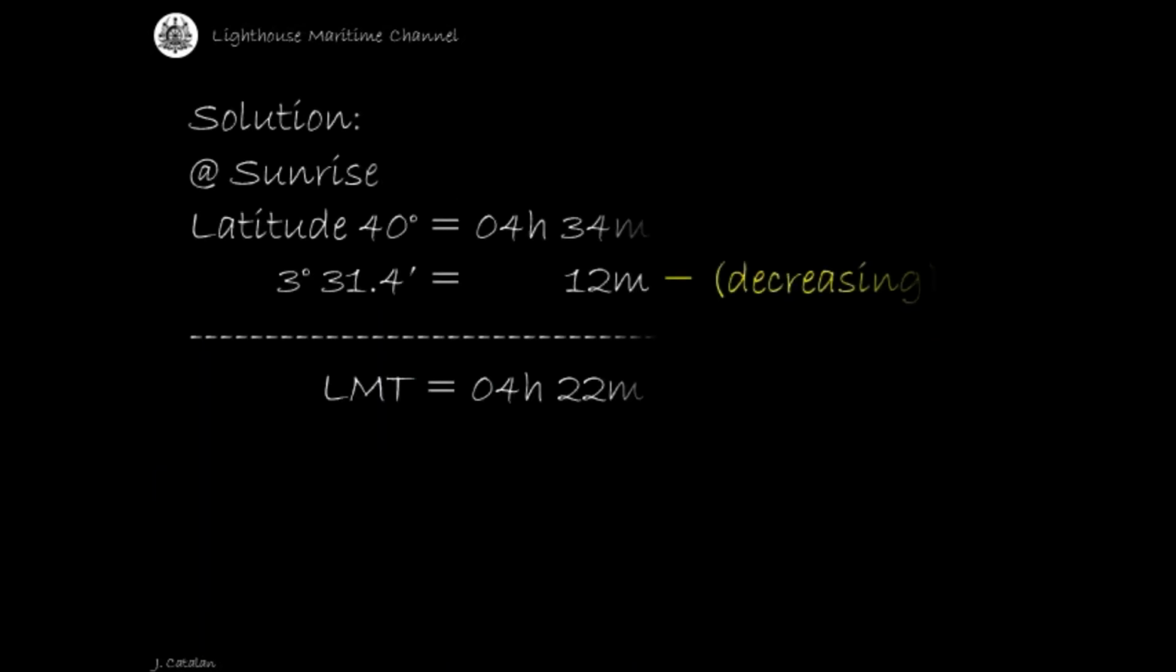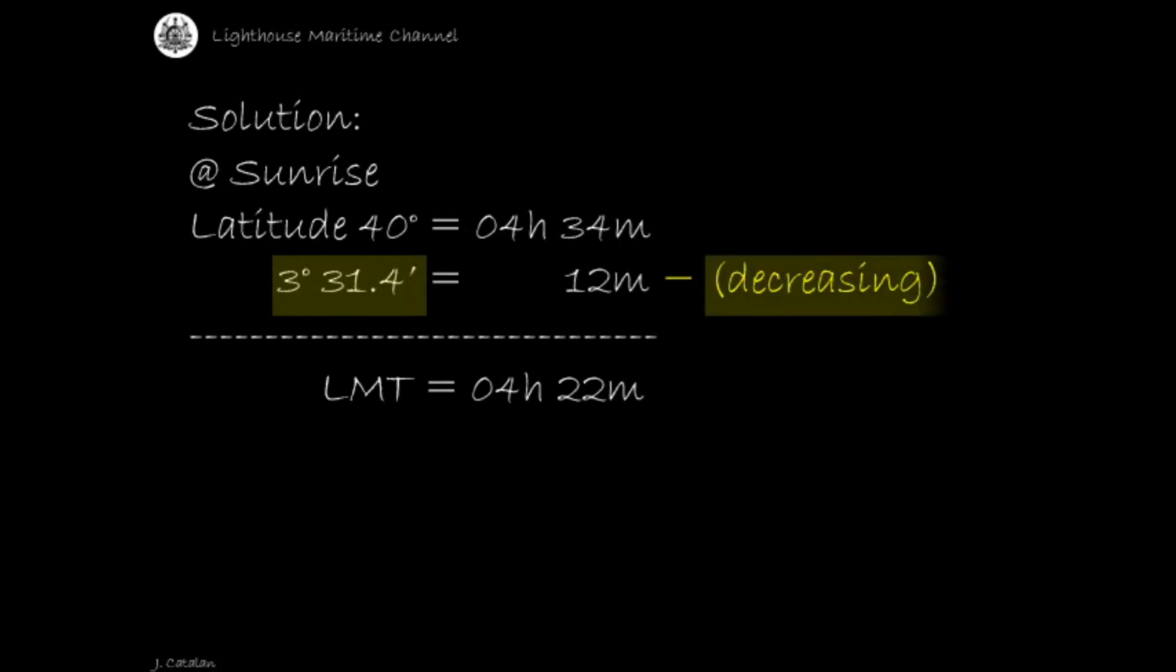Solution. At sunrise, latitude 40 degrees is equal to 04 hours and 34 minutes. Subtracted by the time value of the arc, 3 degrees and 31.4 minutes, which is equal to 12 minutes. The result is the LMT, which is equal to 04 hours and 22 minutes. 3 degrees and 31.4 minutes is the difference of 40 degrees and 43 degrees, 31.4 minutes. Why do we subtract? It is because the time at sunrise is decreasing. And now let us continue.